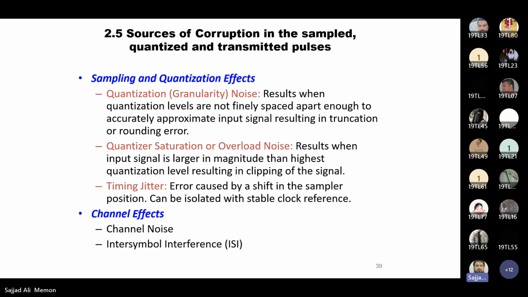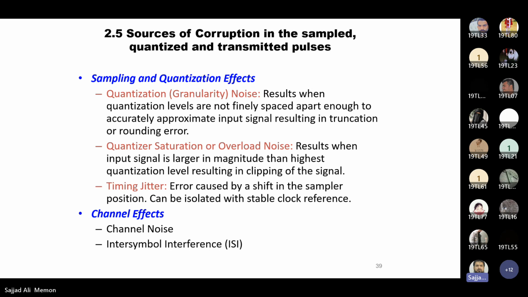Timing jitter, caused by a shift in the sampler position, can be isolated with a stable clock reference. So this is a timing error, meaning your signal is either delayed or in advance. Due to that, there will be a shift in the sampler position, and that will cause the timing jitter.